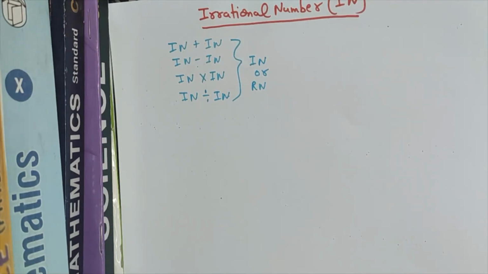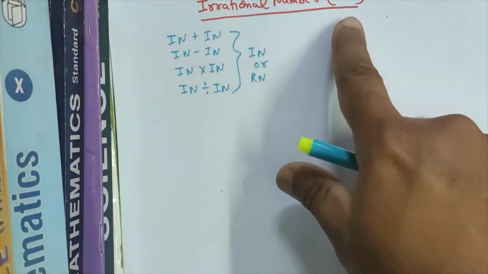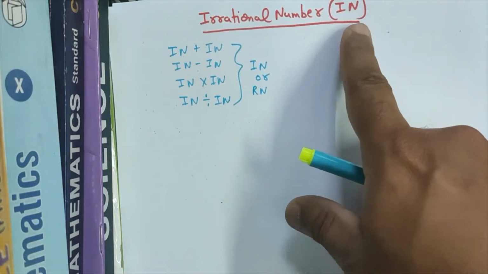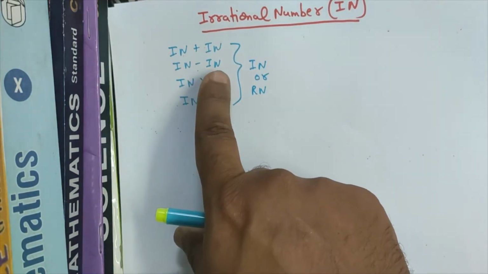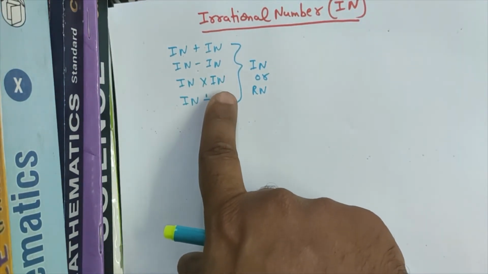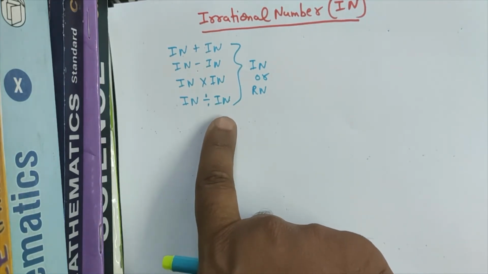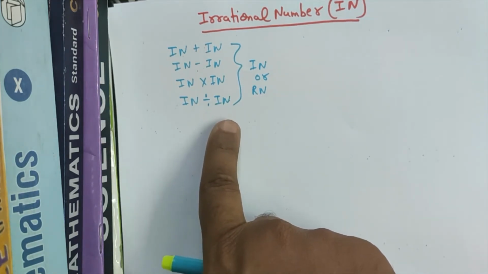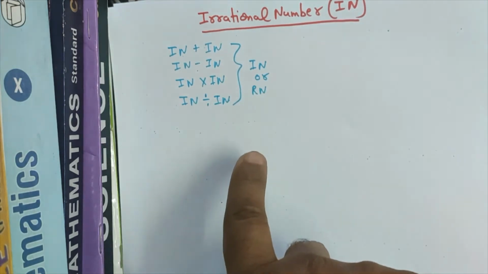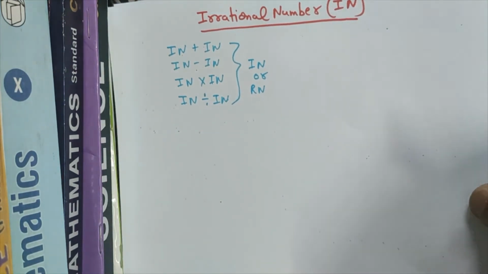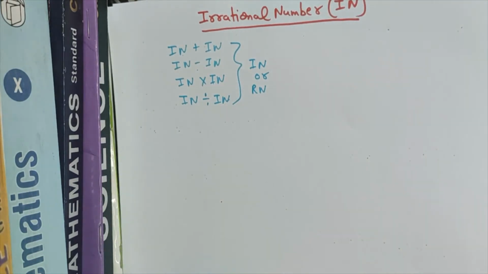Okay, now we will discuss the properties of irrational numbers. An irrational number added to an irrational number may be either an irrational or a rational number. Here I am representing an irrational number as capital I, capital N. Irrational number minus irrational number, multiplied by irrational number, or divided by irrational number: in all the cases, the answer may be an irrational number or a rational number. Now we will look at these in detail.